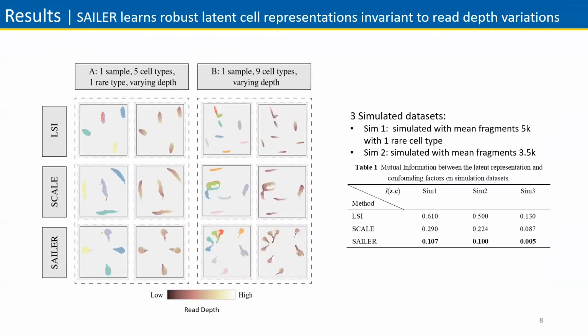We first experimented SAILER on simulated datasets. We benchmarked against a simple linear method, LSI, and also SCALE, which is a previously proposed variational autoencoder-based method on single-cell ATAC-seq. We use 3 simulated datasets and visualize embeddings with UMAP. The first dataset, in example A, contains 1 rare cell type along with 4 major cell types.